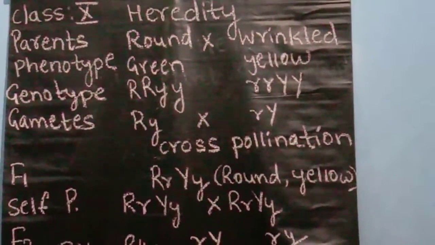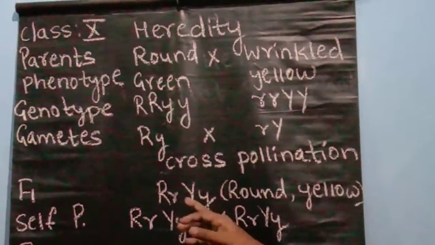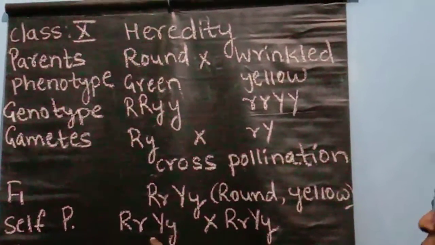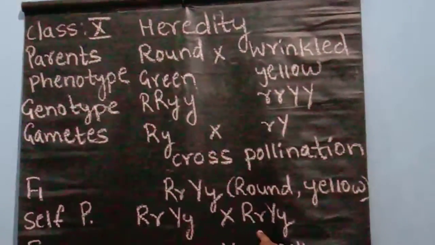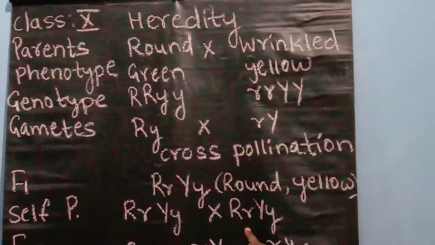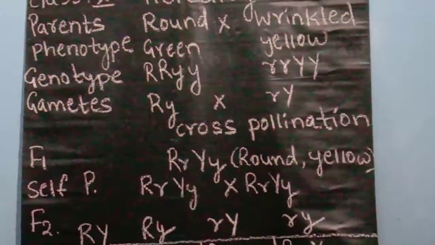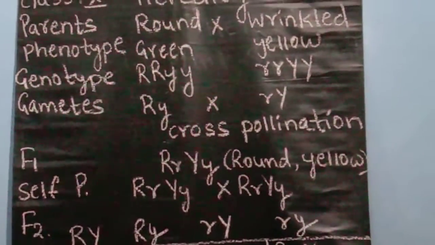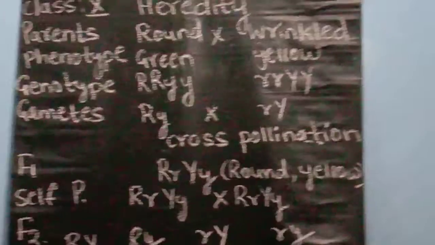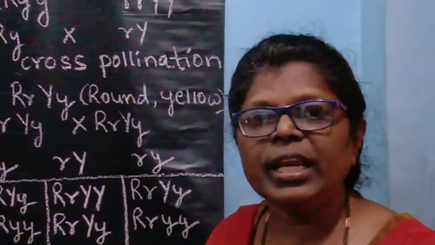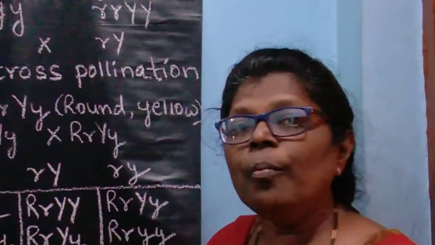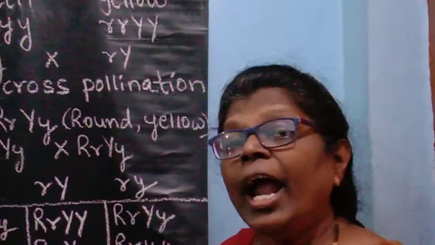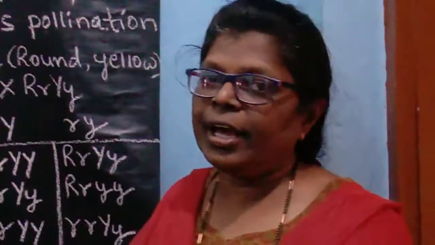Then what did Mendel do? He did self-pollination of these plants. See children, how I have written? Then he took 2 plants, then he did self-pollination. Then in the F2 generation, what did Mendel get? He got the plants in the ratio of 9:3:3:1. So let us see how Mendel made the table and how he calculated the ratio.